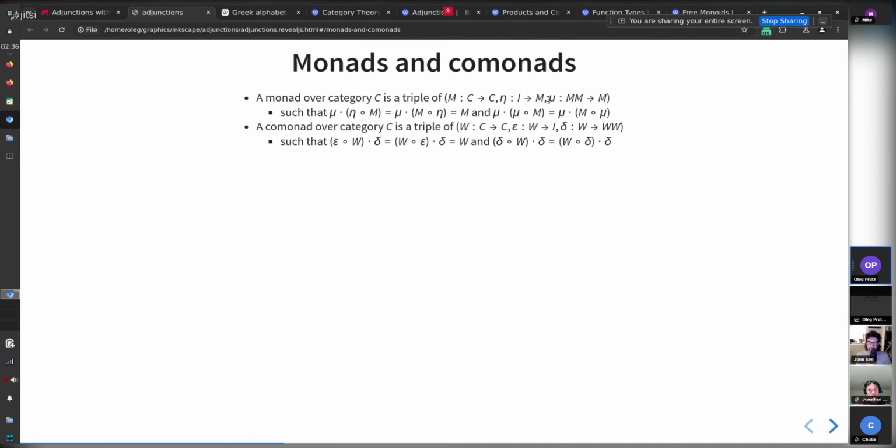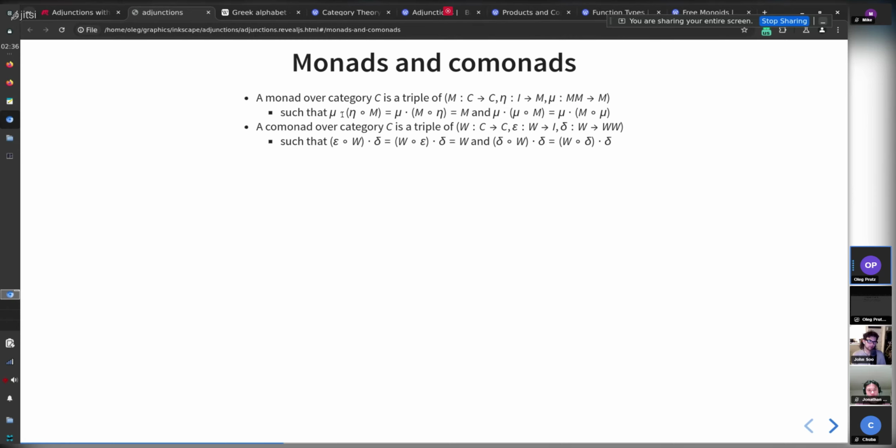This is what mu, the natural transformation mu, stands for. In Haskell, it's join. So both of these are natural transformations. This one in Haskell is called return, and this one is called join. And there are laws that these have to be subject to, namely, by the way, this is called, I think, unit, and this is called multiplication. So by analogy with monoids or something.